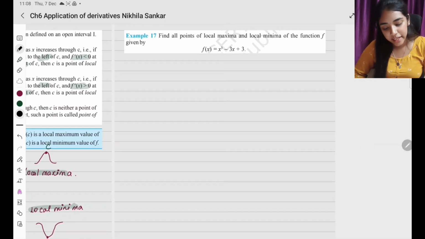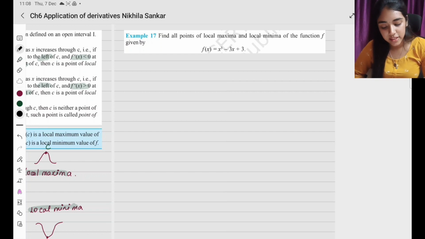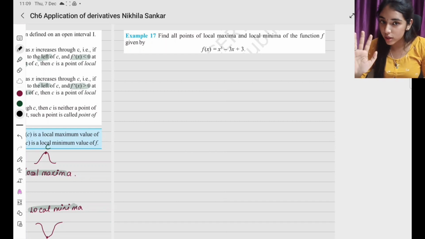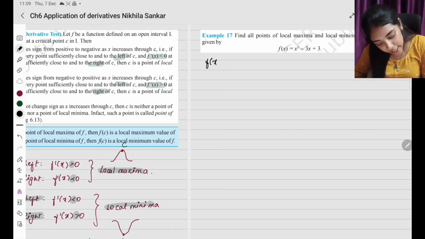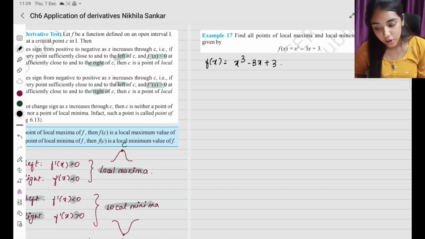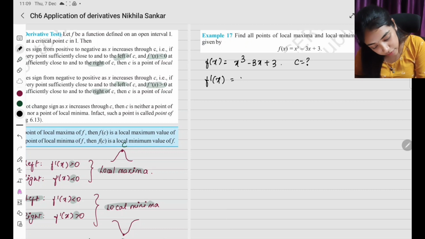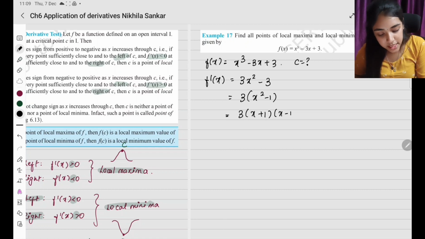Example 70. Find all the points of local maxima and local minima of the function given by f of x equals x cube minus 3x plus 3. I'm going to find all the points of local maxima and local minima. Okay, so first என்ன பண்ண போறேன்? What is given? F of x equals x cube minus 3x plus 3. So first of all, I need to find what the critical points are. So I need to find the point C, and I have to first differentiate the function: 3x square minus 3. When I take the 3 common, I have x square minus 1, which is going to be 3 times x plus 1 times x minus 1.